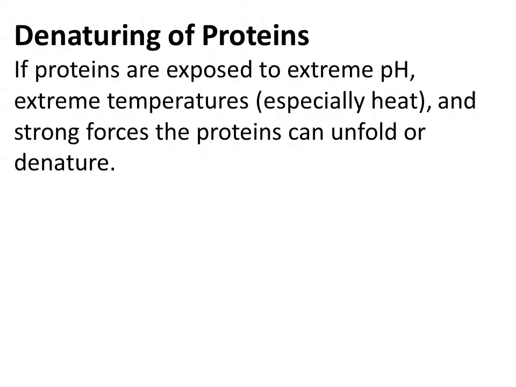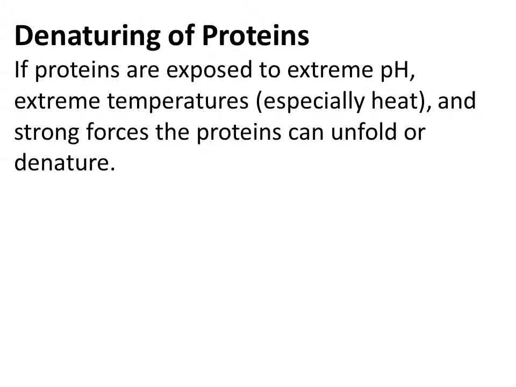The last thing I wanted to talk about is something called denaturing of proteins. So if proteins, which is what enzymes are, are exposed to extreme pH or extreme temperatures, especially heat, or strong forces, the proteins can unfold. So it alters their chemical structure. Okay, they come apart, and that unfolding process is called denaturing. Now, depending on how extreme that process was, the protein can recover. But if it was very extreme, then the protein will be denatured completely. It won't be able to fold back together correctly, and it won't work anymore.